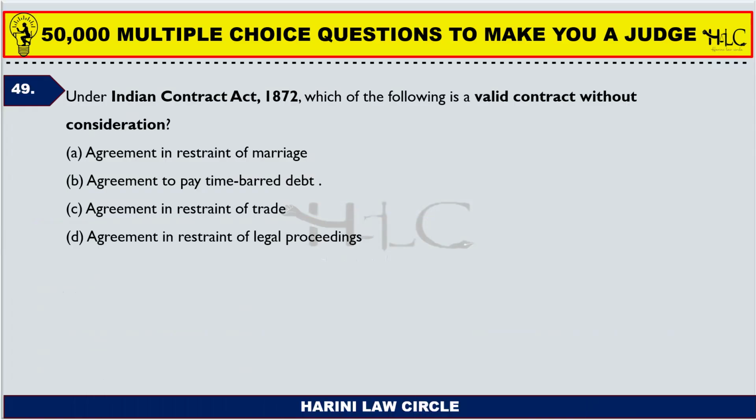Moving ahead, 49. Under Indian Contract Act 1872, which of the following is a valid contract without consideration? So the Contract Act states few valid contracts without consideration. Which among the following are valid? Agreement in restraint of marriage, agreement to pay time bar debt, agreement in restraint of trade, agreement in restraint of legal proceedings. So your correct answer is option B, agreement to pay time bar debt.